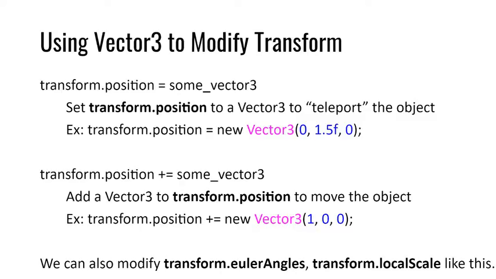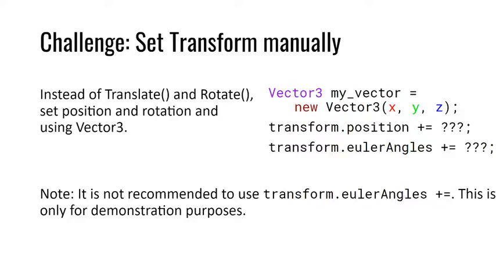You can also modify transform.eulerAngles and localScale like this. And this is, like I said, the only way to change scale. So now we're going to take what we had earlier and change it so that it's using plus equals a vector instead of using translate and rotate.